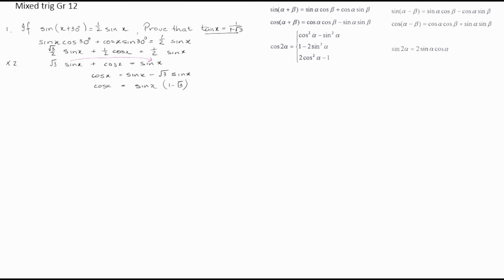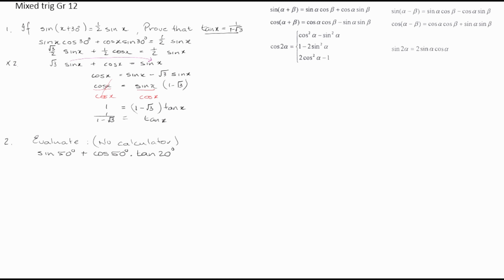In order to get tan, we have to divide both sides by cos. And that cancels, so we'll get 1 equals, I would rather write this in the front, 1 minus root 3, and sine on cos is tan x. And then I end up with tan x equals 1 on 1 minus root 3, and I have achieved the answer they told us we should get. Right, that was a very nice one.